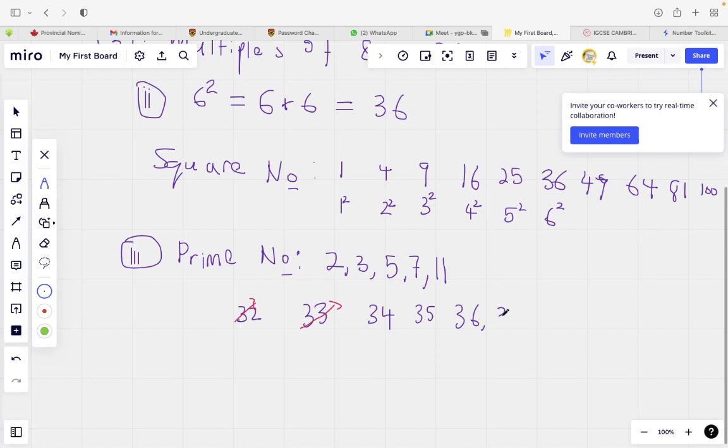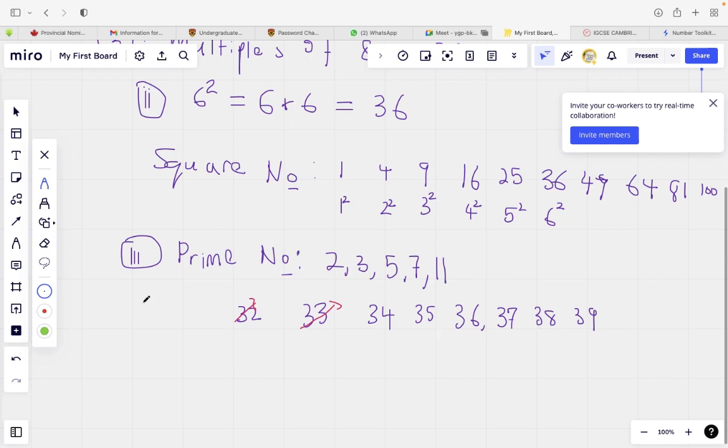37 is a prime number. Why? Because there's no other number that can divide 37. 3 cannot divide it, 9 cannot divide it. It's only 1 and itself. So 38 is not. 2 can go into 38, so 38 is not. 39 is not, because 3 can divide 39. 3 can go into 39, so 39 is not a prime number.